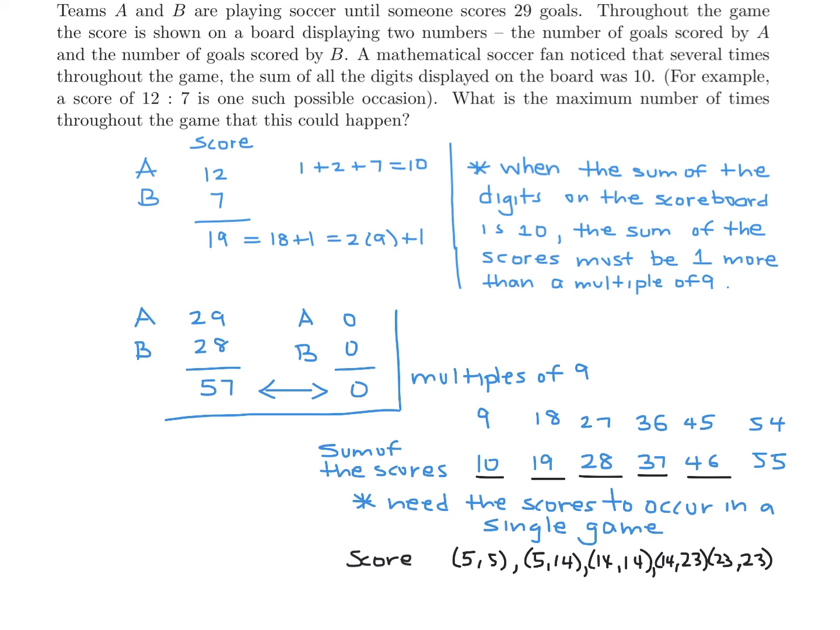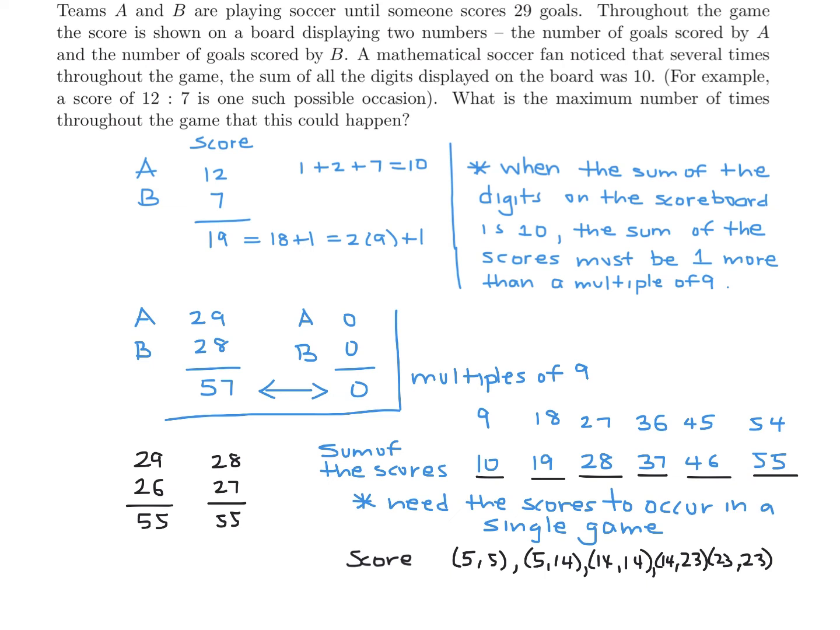And then finally, 55. 55 is a problem because we're already at a score of 23. How do we get 55? Well, 55 is a score that is obtained in two ways, right? The highest a score can be is 29. So 29 and 26 is one way of getting 55. Another way is 28 and 27. That's also 55.